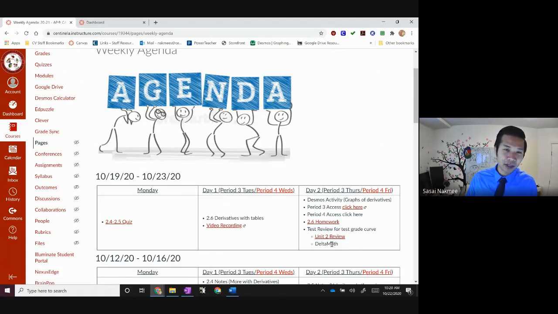Same thing with your Delta Math. Your Delta Math is not going to be for a graded assignment. It will be for your curve. And if you guys want to know how I calculate your curves, it's based off of if you do both or if you only do one or the other.